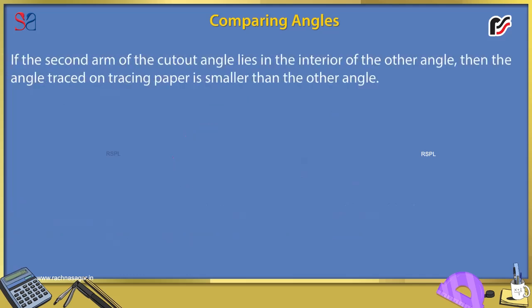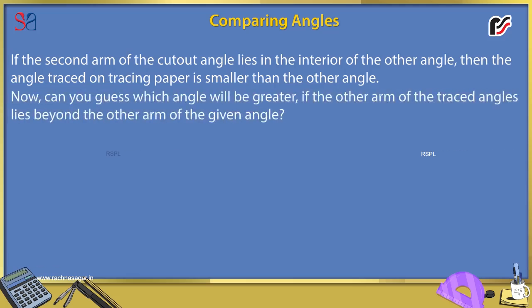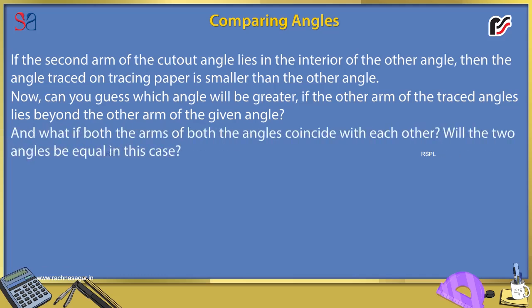If the second arm of the cut out angle lies in the interior of the other angle, then the angle traced on tracing paper is smaller than the other angle. Now, can you guess which angle will be greater if the other arm of the traced angle lies beyond the other arm of the given angle? And what if both the arms of both the angles coincide with each other? Will the two angles be equal in this case?